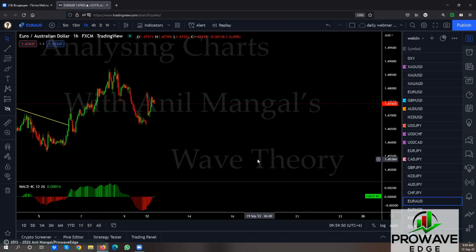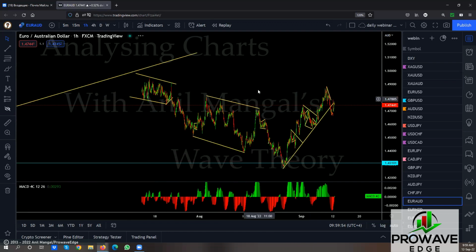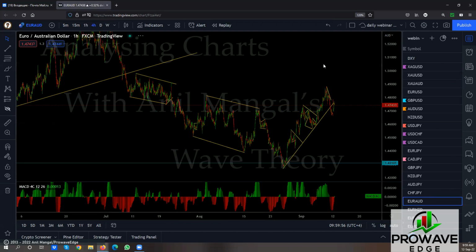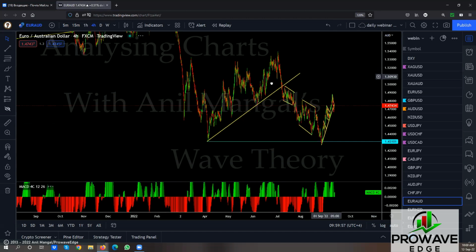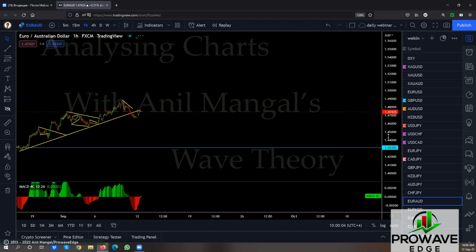Euros. Okay, so we broke out of the structure. This could drop more. Let me see the bigger picture. A deep pullback. I think most likely what we'll get is a deep pullback, not a drop, but a deep pullback before they go.